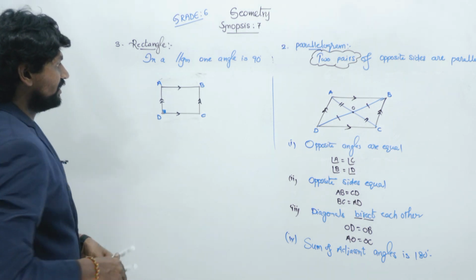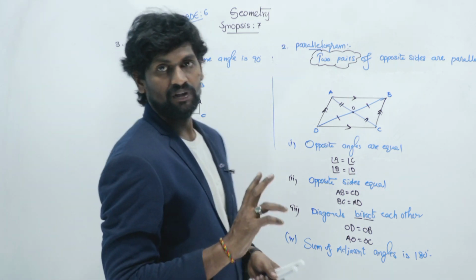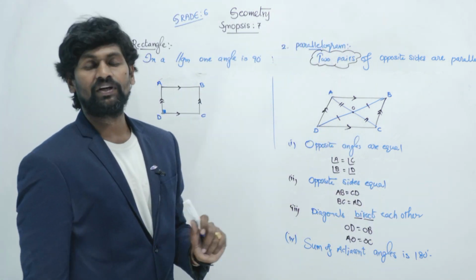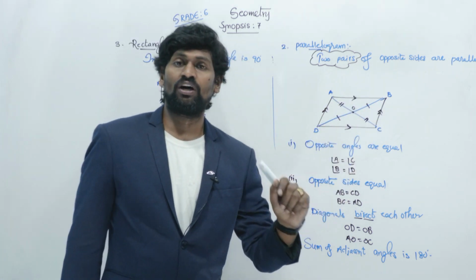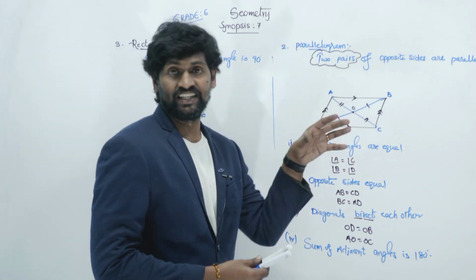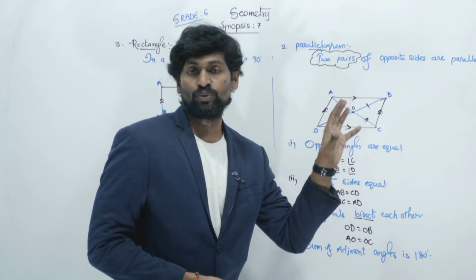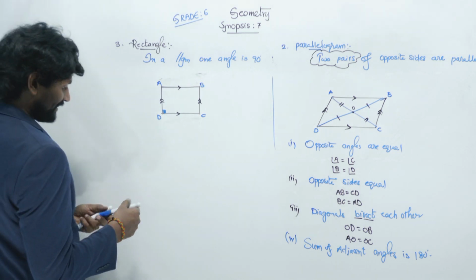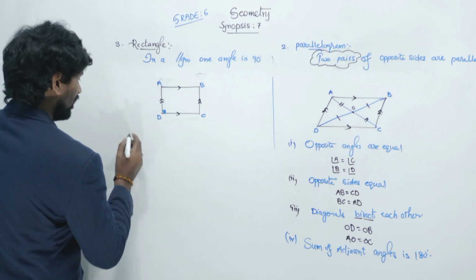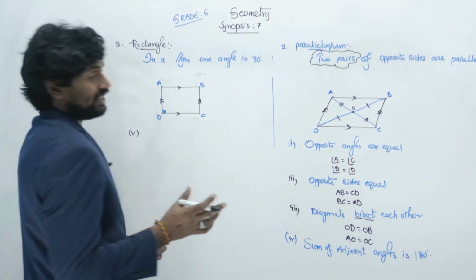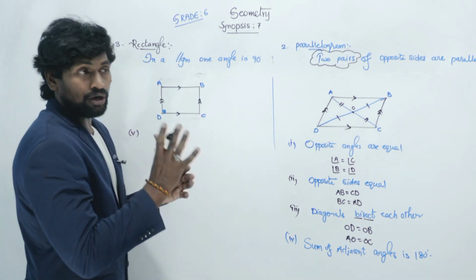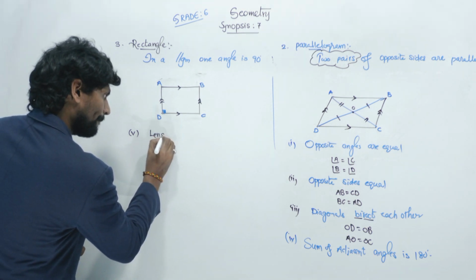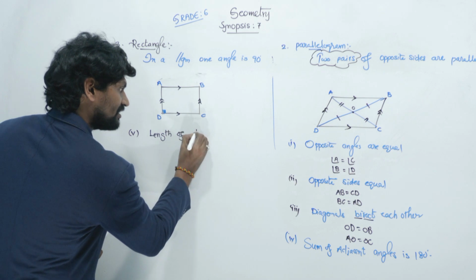Okay? Right. Now, what about the properties? All these 4 properties are the same: opposite angles are equal, opposite sides are equal, diagonals bisect each other, and the sum of any 2 adjacent angles is supplementary. Okay, and the extra property, the 5th one, you remember that in a rectangle, the length of diagonals are equal.